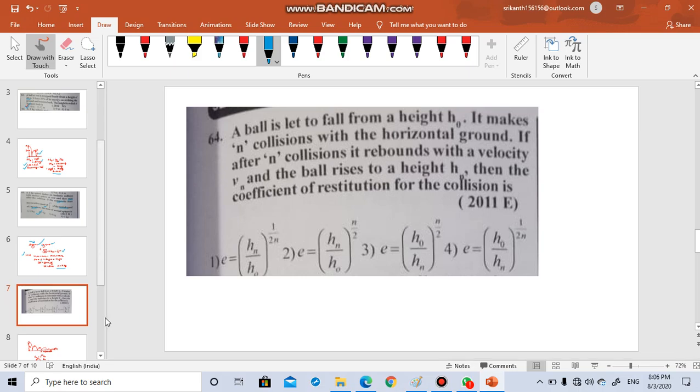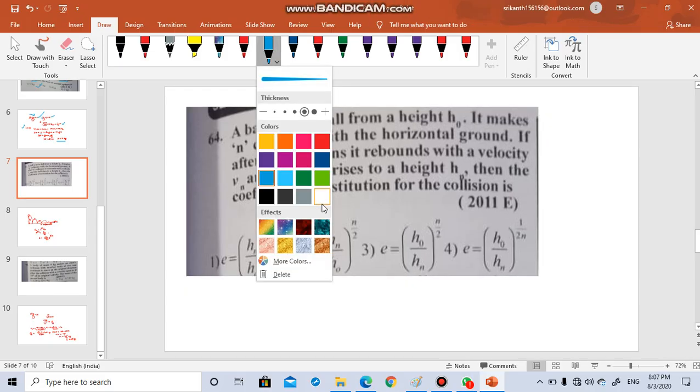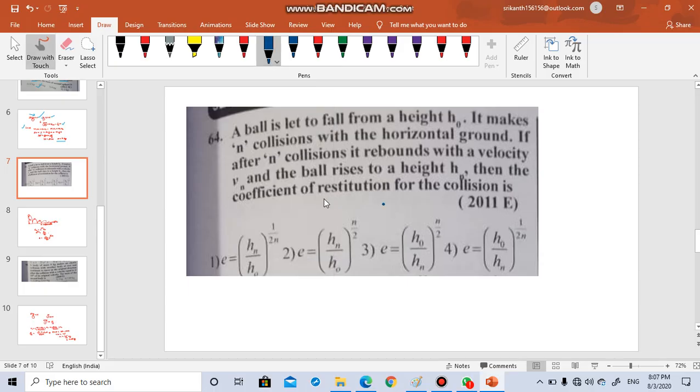Okay. So in this question, a ball is let to fall from a height h0. It makes n collisions with horizontal ground. If after n collisions it rebounds with velocity vn and the ball rises to height hn, then the coefficient of restitution is. The coefficient of restitution is how much he is asking. Okay. He is asking you what is the coefficient of restitution.